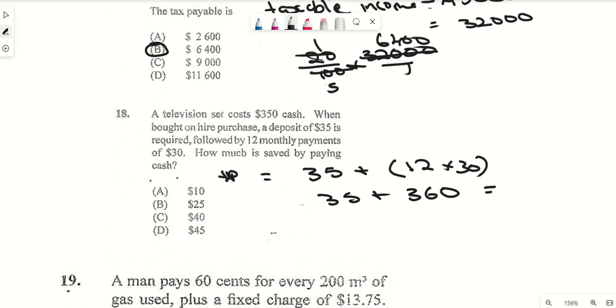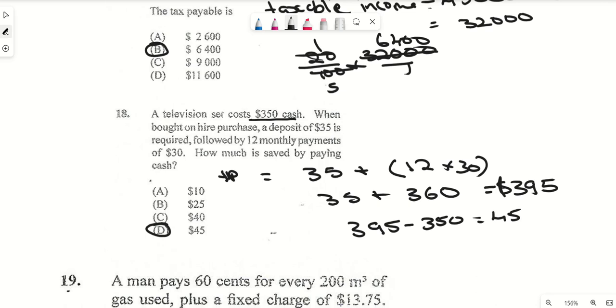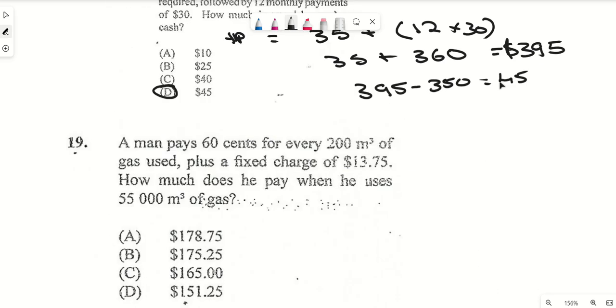Which is equal to 395, right? So that's how much you will pay on hire purchase. And if you paid in cash, it's $350. How much is saved? That's $395 minus $350, which is equal to D, $45. Right? So we say $395 minus $350, which is equal to $45. Right? Let's look at this one.